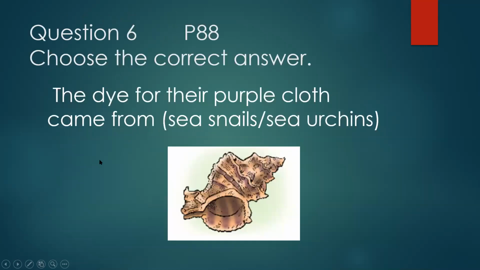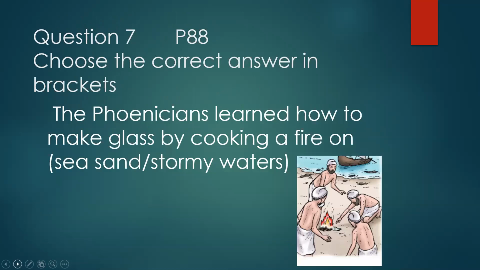Question 6 on page 88 as well. Choose the correct answer. The dye for their purple cloth came from what? Sea snail or sea urchins? On page 88 again, question 7. Choose the correct answer in the brackets. The Phoenicians learned how to make glass by cooking a fire on what? Sea sand or stormy waters? And this brings us to our 7 questions for this revision lesson. Let's go to our book.